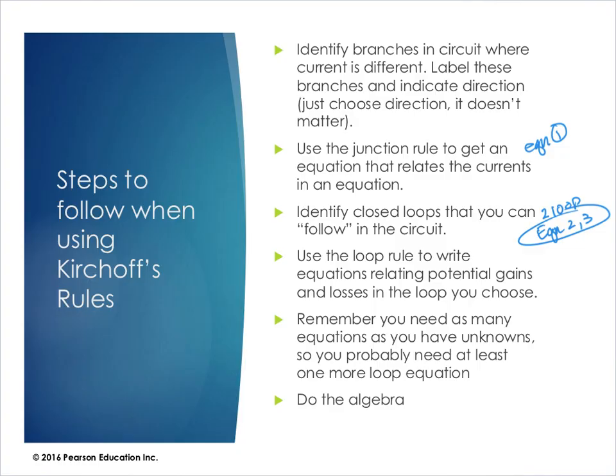Knowing how many loops you need will be ruled by how many unknowns you have, which are usually the currents that are traveling in different branches. If you have 3 unknown currents, you will need 3 equations. And this is what I kind of wrote for here. 2 are loops and 1 is the junction rule. That's usually the type of problems we have, because if you get more, the algebra gets super messy. And that is what you do for the last step, is use your algebra skills to solve for your unknowns.